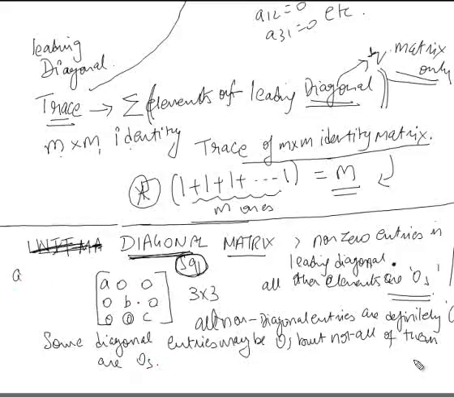Means what? With reference to this example, A comma B comma C, all three cannot be zero. A itself may be 0, B can be 0, C can be 0, but A and B and C can never all be 0. If A is 0, B is 0, C is 0, it will become all zeros. So that is not allowed. Few of A, B, C can be 0. Correct? Some diagonal entries may be 0, but not all of them are zeros. That is, A equal to B equal to C equal to 0 is not allowed. All three cannot become 0 at a time for a diagonal matrix.